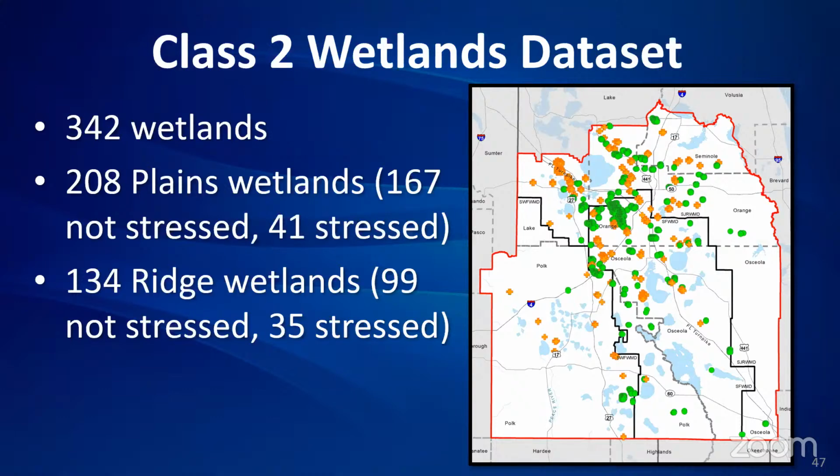The Class 2 wetlands data set is very important since it helps establish the baseline or reference conditions of the wetland stress status. It is large and broadly distributed, so increasing this data set is a great improvement to our analyses.